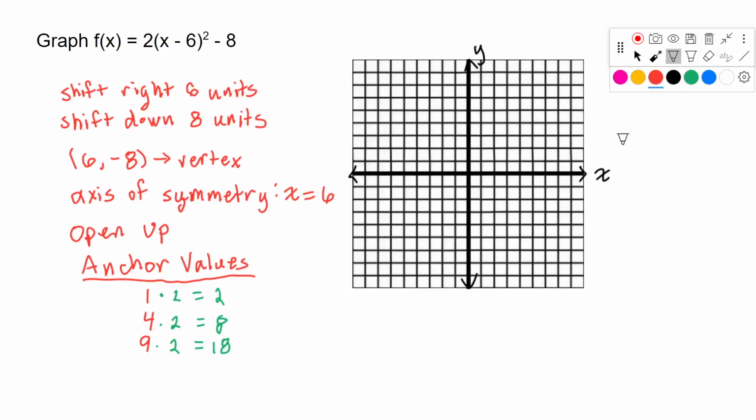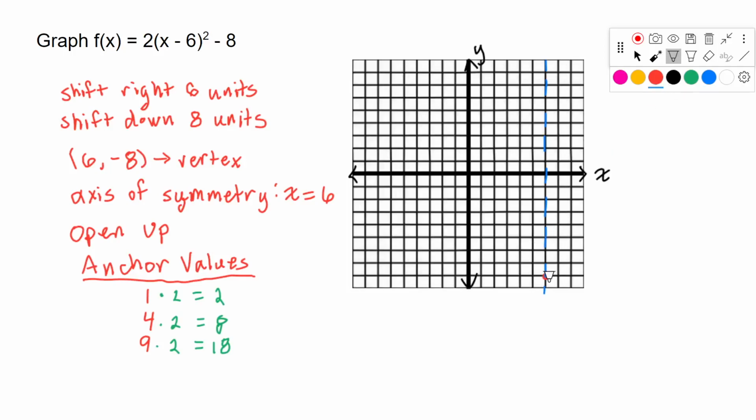So starting with my vertex, 6 to the right, 8 down, actually let me draw in that line of symmetry so that we know what it has to be symmetrical around.